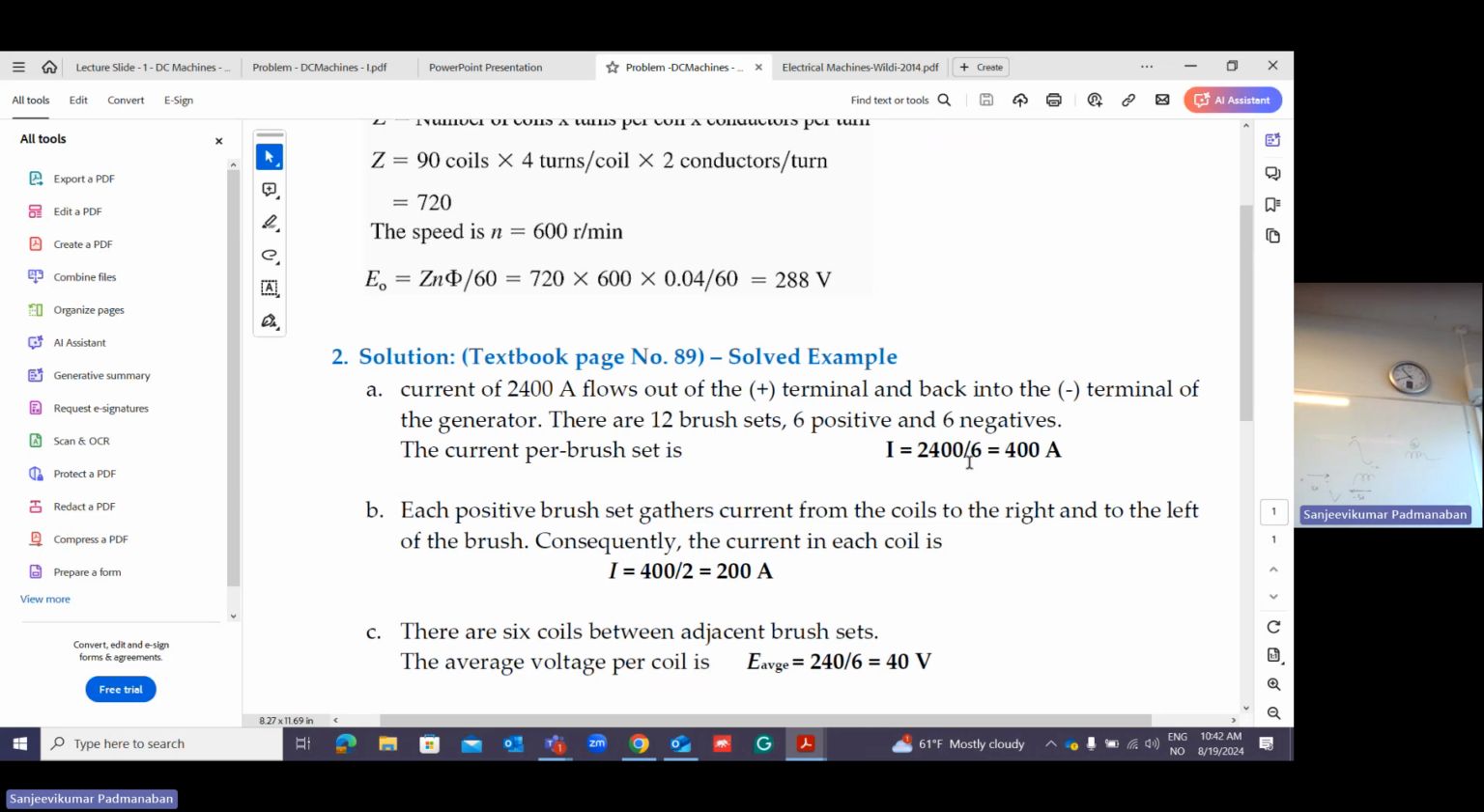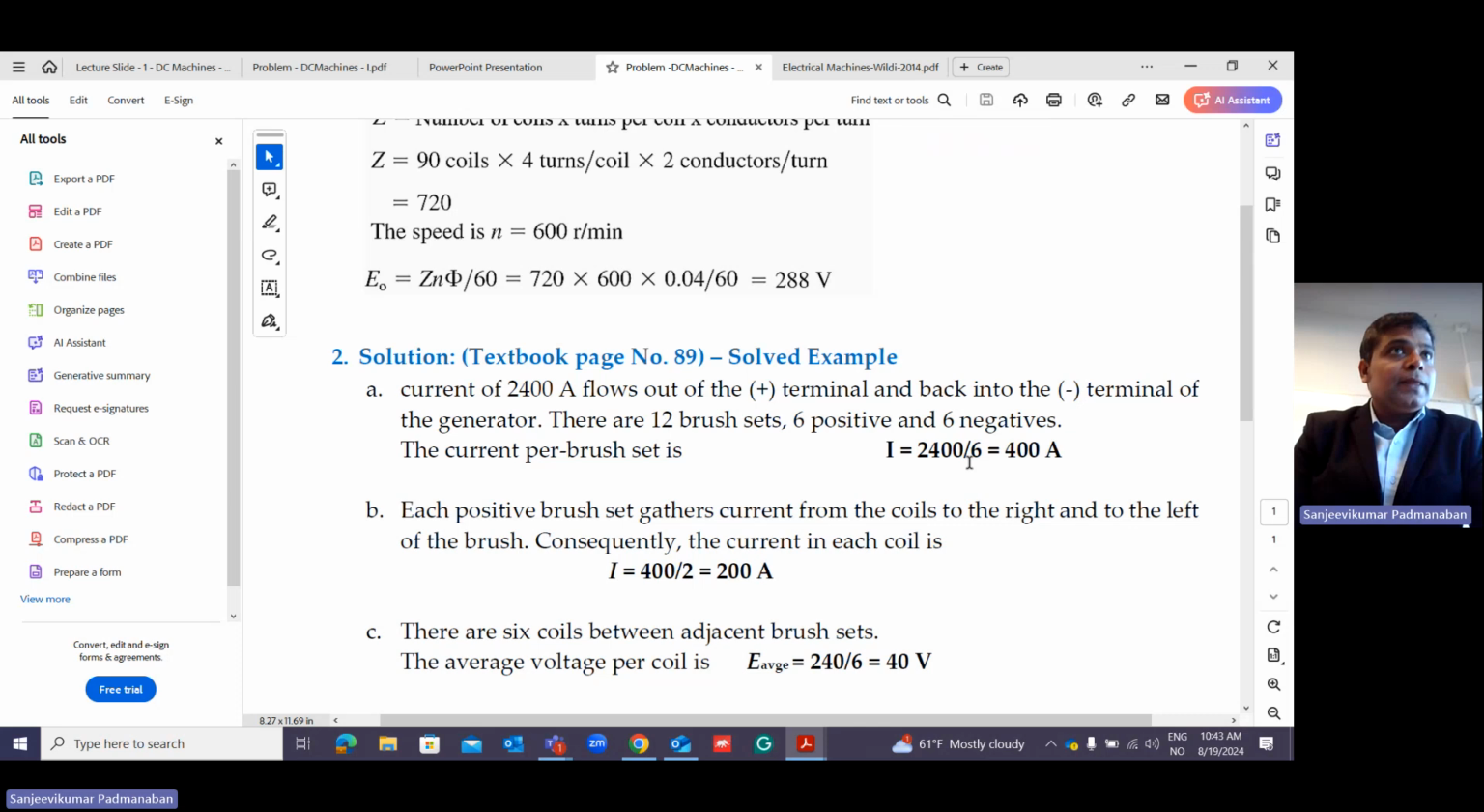Two brushes, positive and negative, make one set. So we have 6 sets, divided by 6. The total current is shared among the 6 sets. For example, if this is a 10 ampere machine, what current will you get here? 10 ampere. If I place another 2 brushes here, what is the current? This is 5 ampere, this is 5 ampere, total 10 ampere. Clear? So the current is 2400 divided by 6 sets of brushes, not 12. 12 is the total number, but you have to split which is positive and which is negative, always an even number. One set is plus and minus. Is that okay?